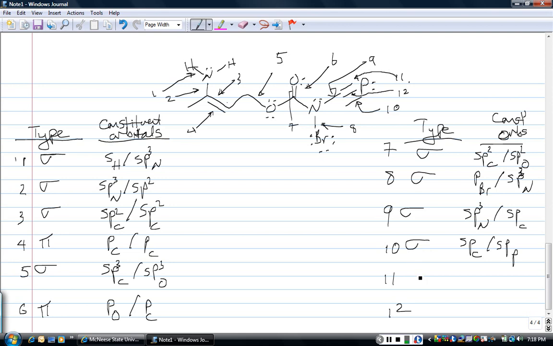So 11 and 12 are exactly the same. The bonds are both pi, and they involve p of carbon overlapping with p of phosphorus. Okay, and that pretty much is the type of questions we will ask on hybridization.